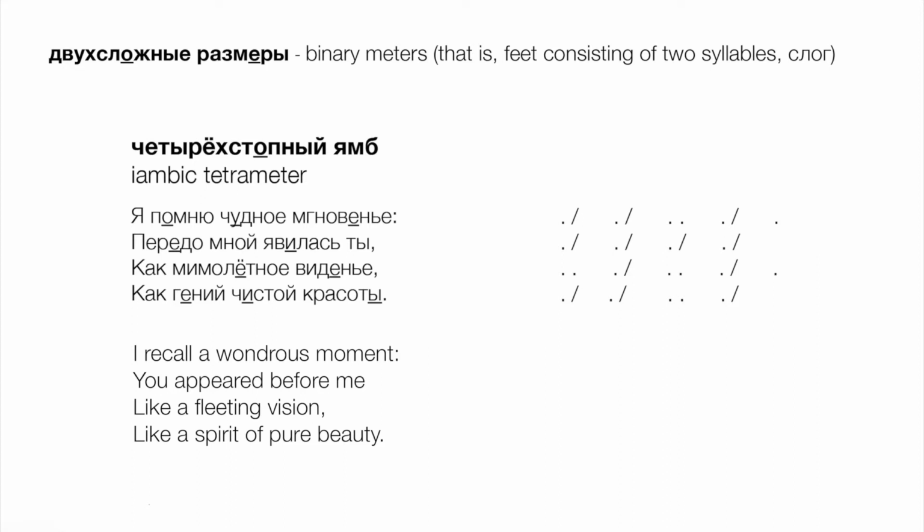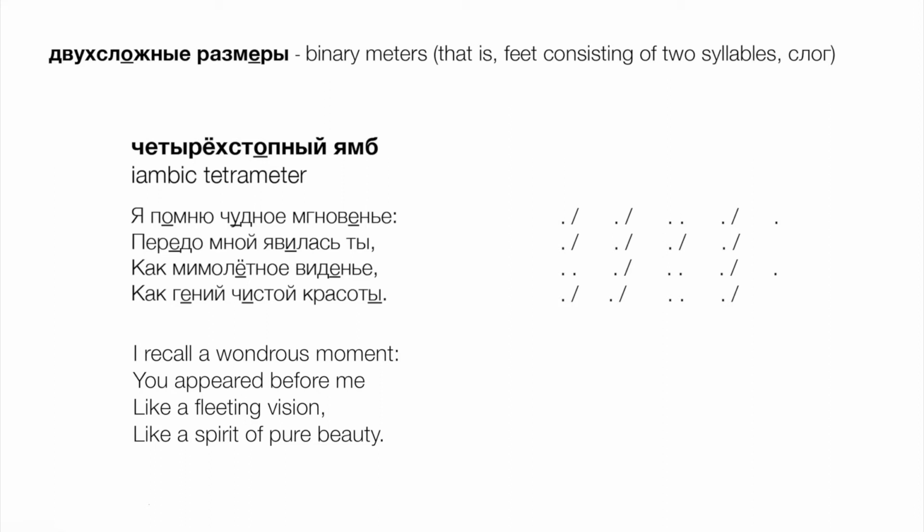Двухсложный is a compound adjective made from the genitive form of dva, dvuch, and then an adjectival form of slog, which means syllable, right? So двухсложный basically means two syllable, having two slogs, so to speak. A slog is a syllable. Okay, so an iamb in Russian is yamb, right?